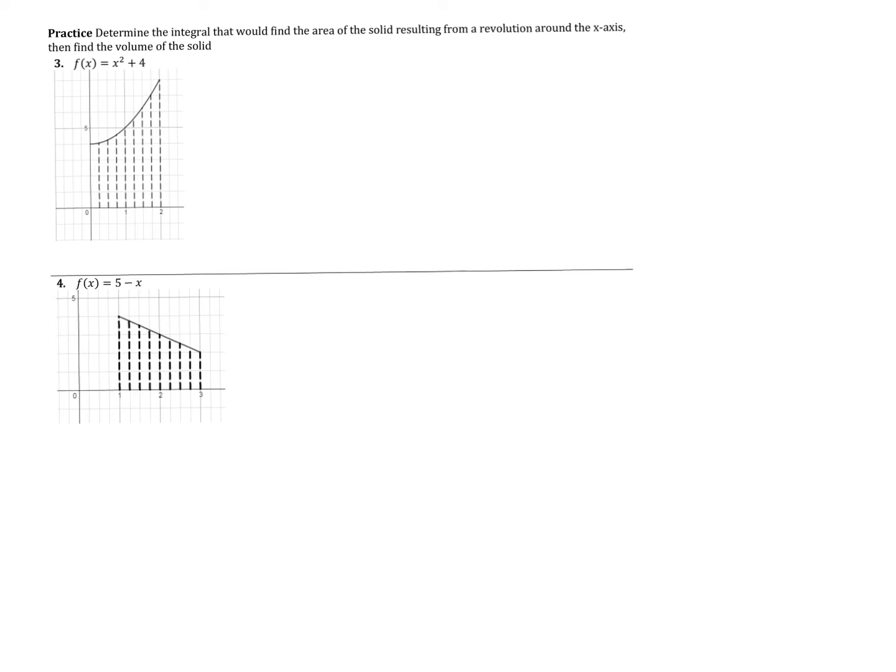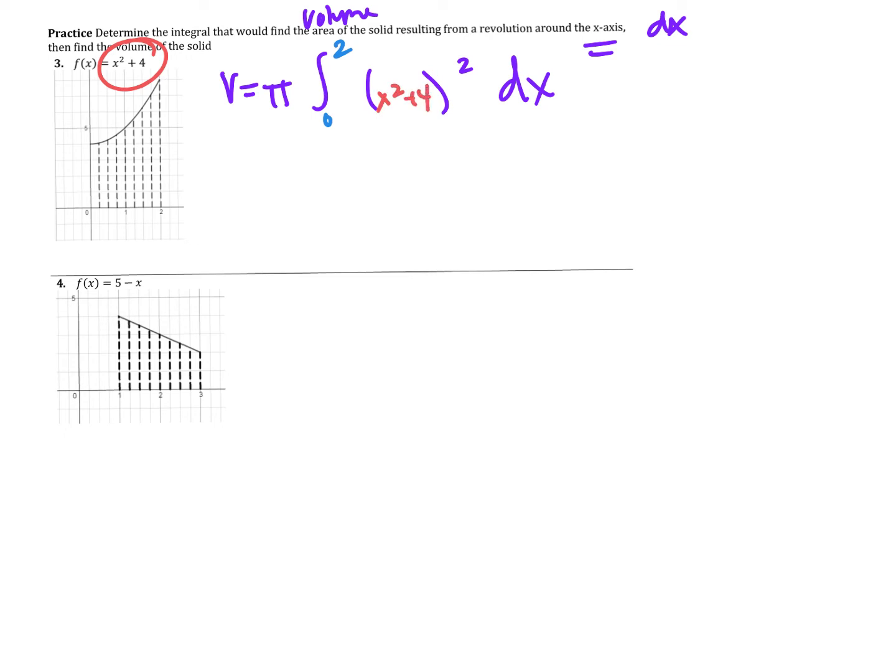So the idea here: determine the integral that would be used to find this, and it should say volume, not area, of the solid resulting from a revolution around the x-axis. That's telling us we're going to integrate with respect to x, and then find the volume. So volume equals pi times r squared times height, or in this case, pi times the integral of r squared. Looking at the graph, we can find the bounds. This is going from 0 to 2. And looking at our function here, we can find our radius.